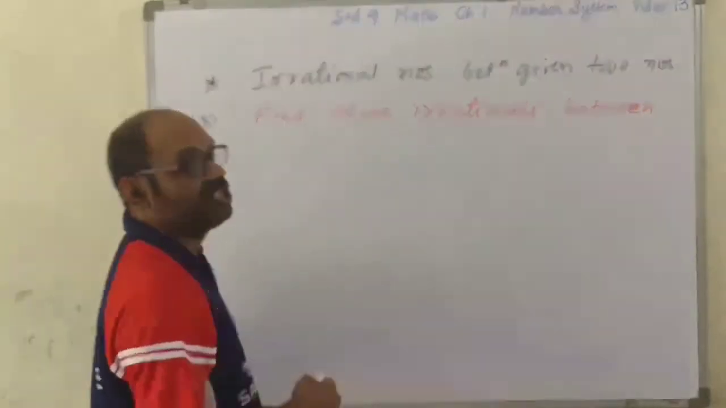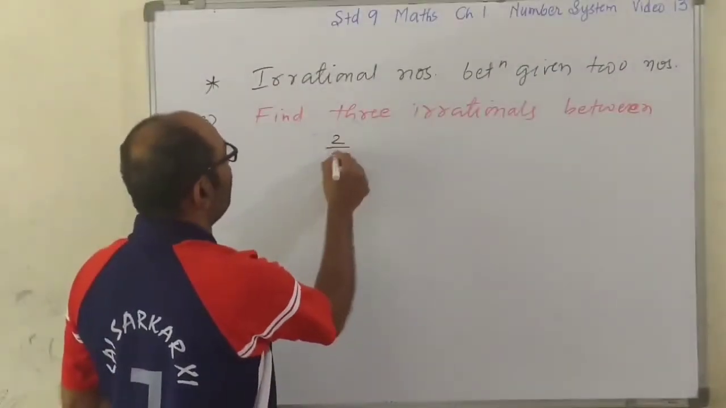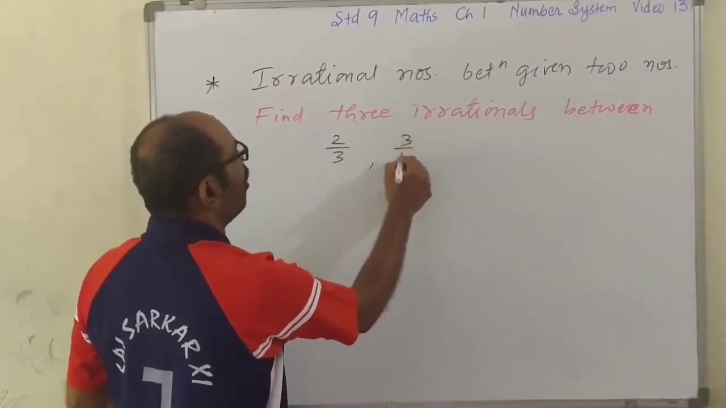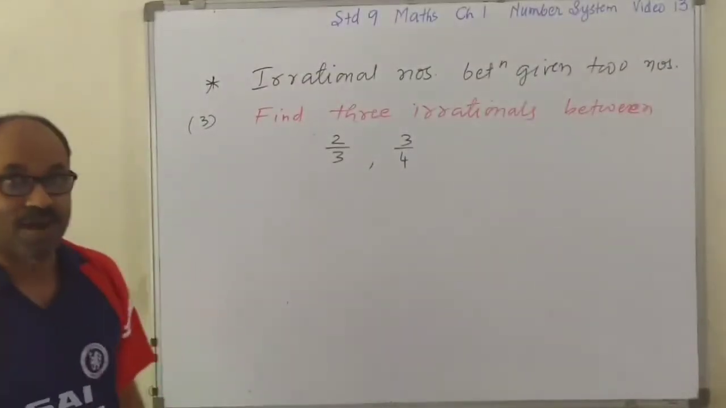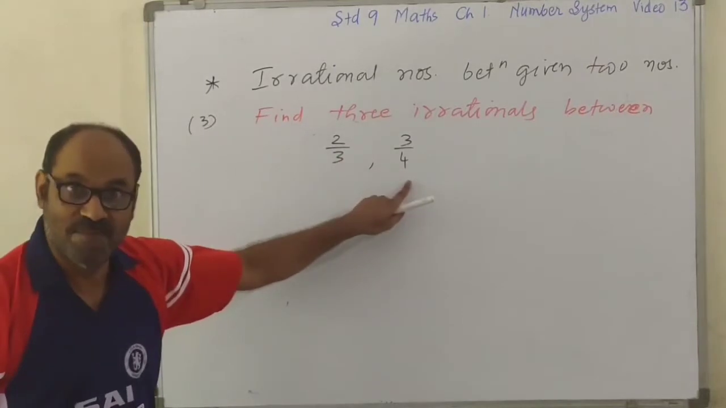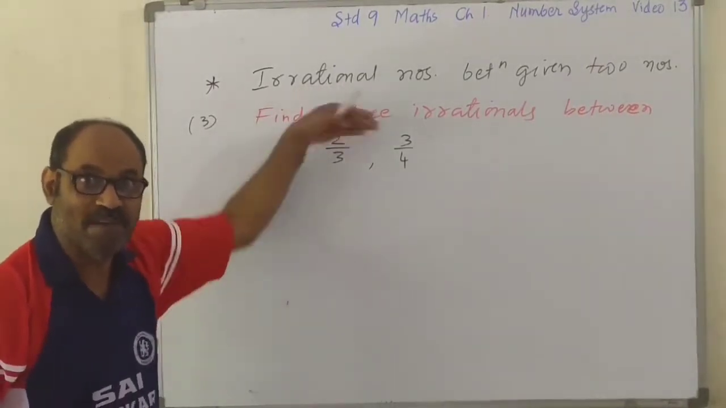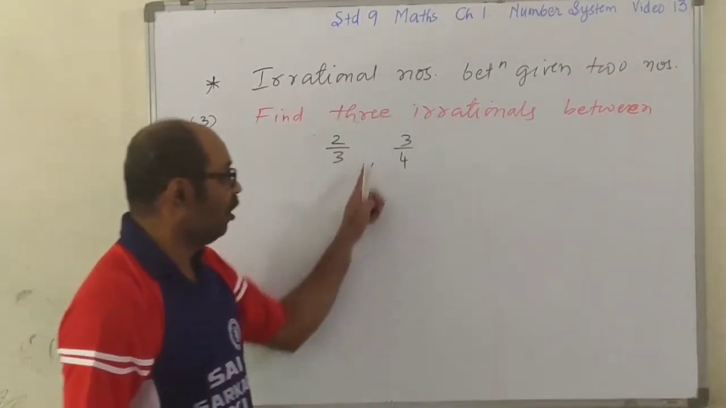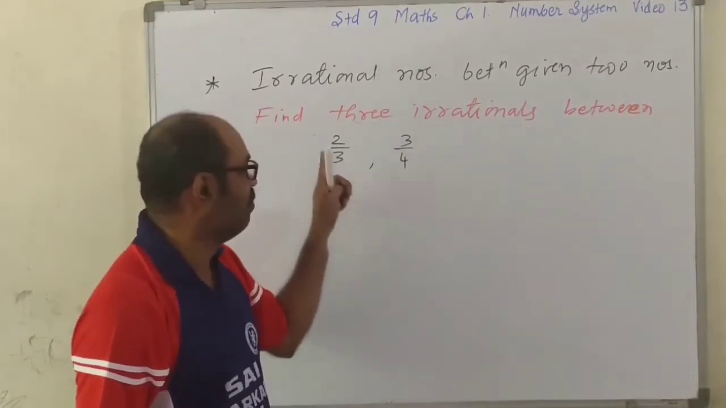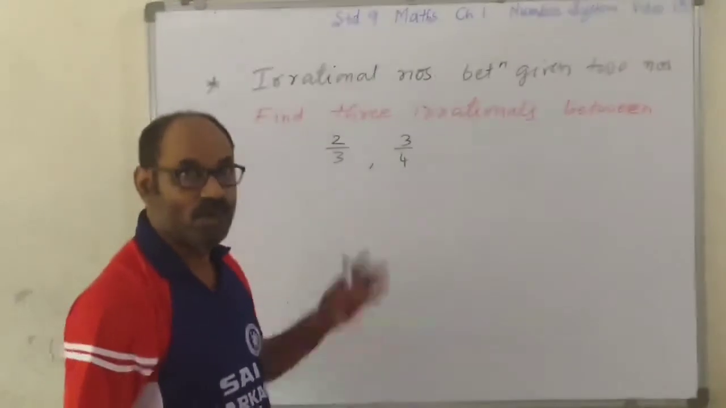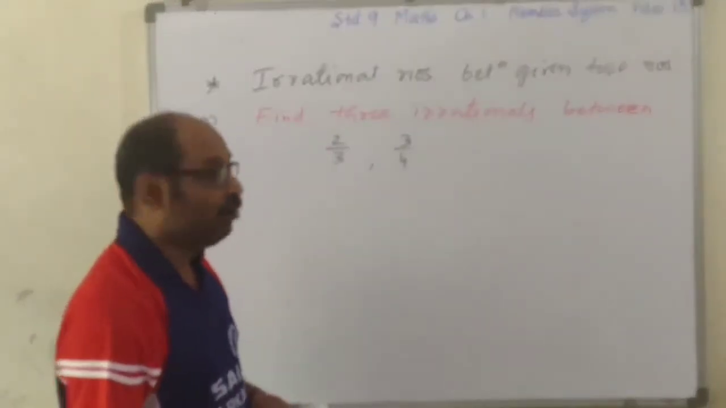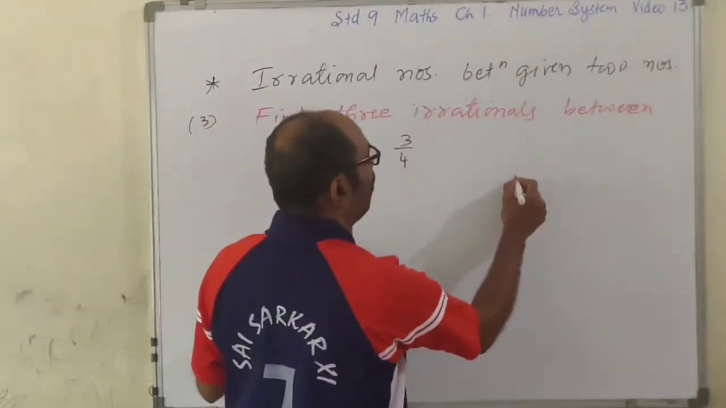Find three irrationals between 2/3 and 3/4. These are two rational numbers, in p/q form. And I want three irrational numbers between 2/3 and 3/4. These are not integers, so you will have to divide and convert into decimal form.